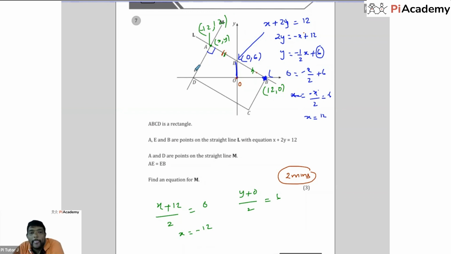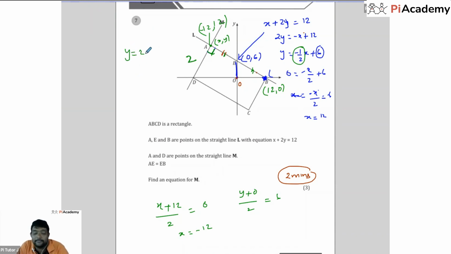Since this is a rectangle, these two lines M and L are perpendicular. When two lines are perpendicular, product of their slopes is minus 1. So if the slope of this line is negative 1 over 2, the slope of this line would be 2. The slope of M is 2. Now you know the slope and point. You can easily find the equation.